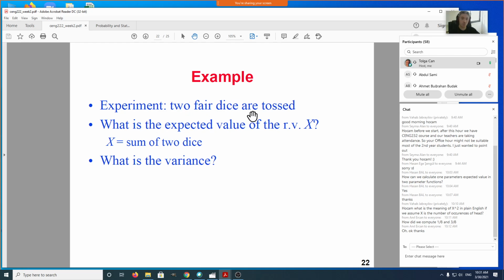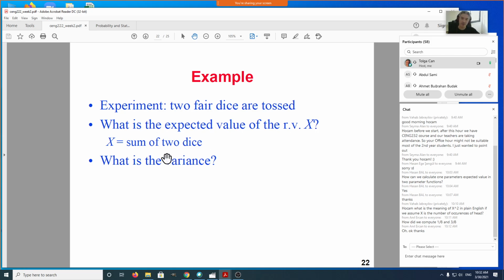This is not coin tosses, this is dice. Two fair dice are tossed. What is the expected value of the random variable X? In this case, the possible values start at 2, since the smallest you can have is 1 and 1, so it can take all the values from 2 to 12. First you need to find the expected value by summing over all the possible values from 2 to 12, computing the probabilities, 2, 3, 4, 5, 6, all the way to 6 and 6, which sums to 12.